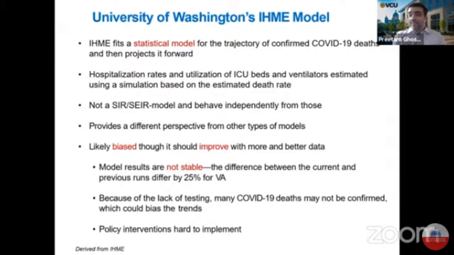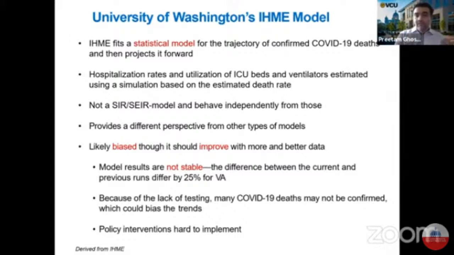And these models are likely biased, the IHME model. So the model results are not stable. If you run the IHME model in the month of June versus in the month of July, their predictions may differ by about 25%. So the model predictions are not robust that way.